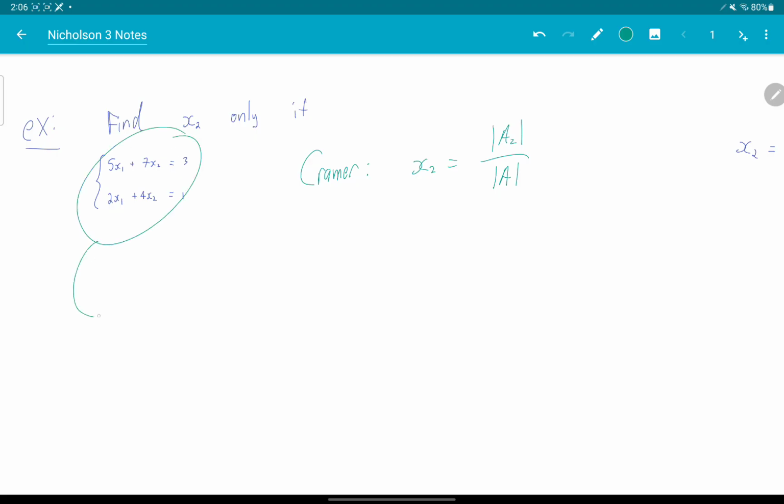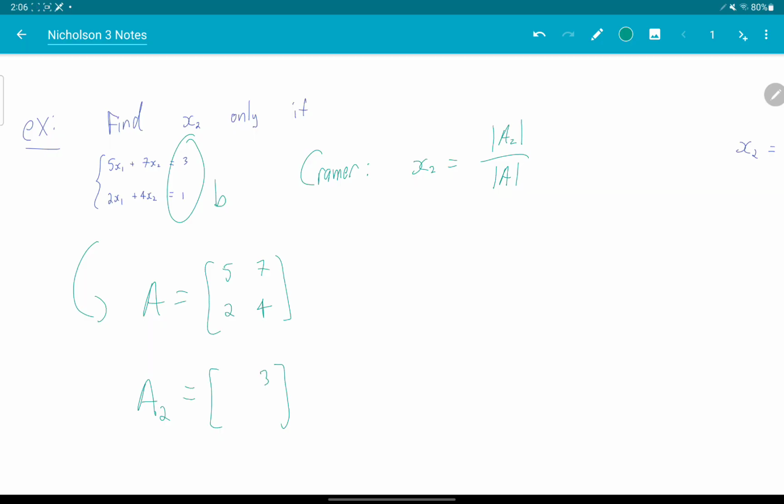So from here, we can extract A, the coefficient matrix, so 5, 7, 2, 4, and A2, the 2 says I should take the second column, this one, and replace it with my B. So the second column should be replaced with 3, 1, and the rest of the matrix stays the same.